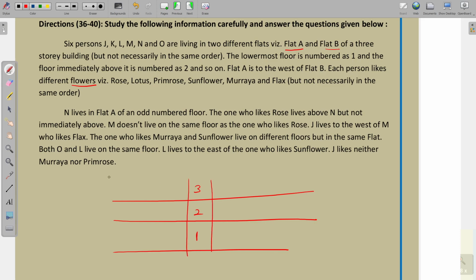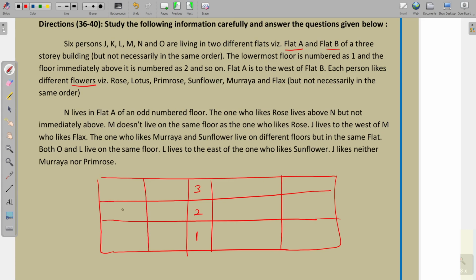These are the 3 floors, and there are 6 persons living here. Here are flat A and flat B, and flat A is west of flat B, so 2 possibilities. Okay. Next, each one likes different flowers, starting from N.